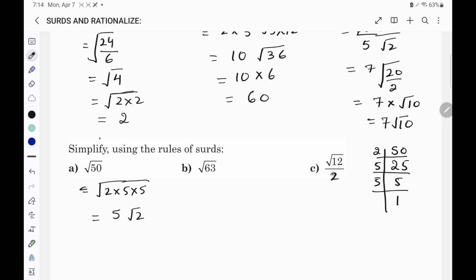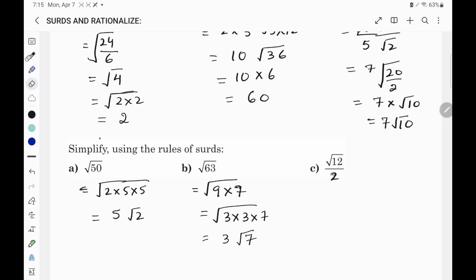Okay, square root 63. 9 times 7 is 63. Square root 9 means 3. So you can write down, or you can write down 3 into 7 if you don't understand. That is 3 square root 7 is your answer. All right, now come to part C.